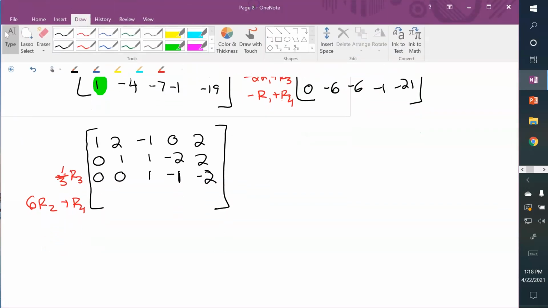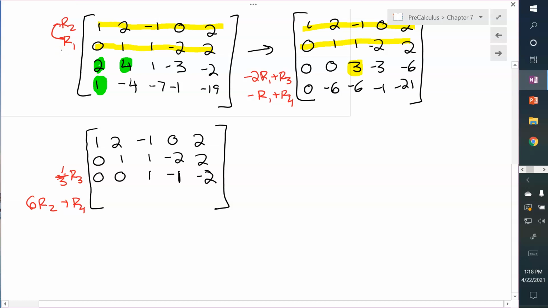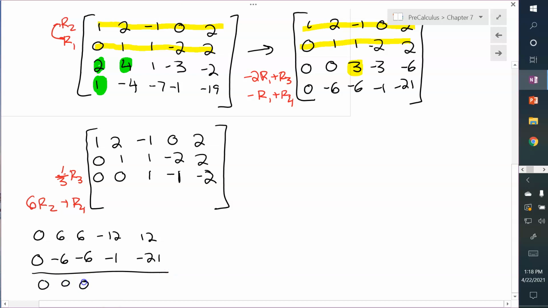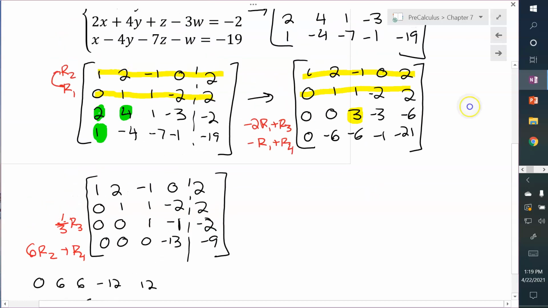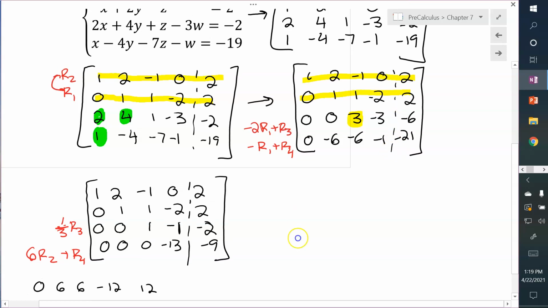I'm going to go ahead and write it out. So 6 row 2 would be 0, 6, 6, -12, 12. And row 4 I have 0, -6, -6, -1, -21. And when I add them, I get 0, 0, 0, -13, and -9. So 0, 0, 0, -13, -9. And just to remember that these are augmented, I'll put these dashed lines in. That just helps me remember.